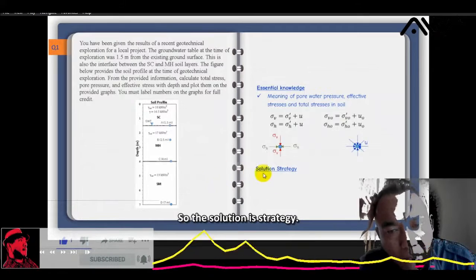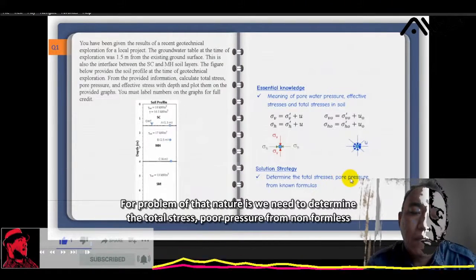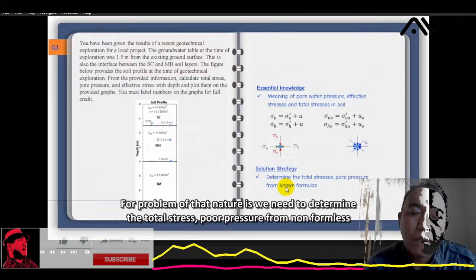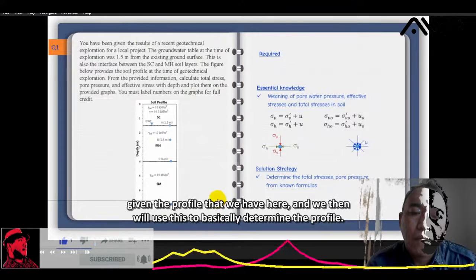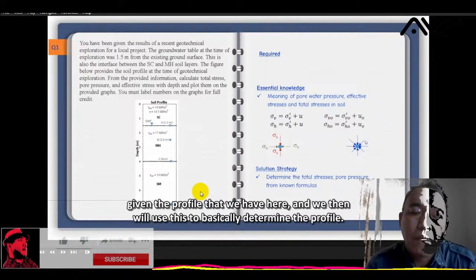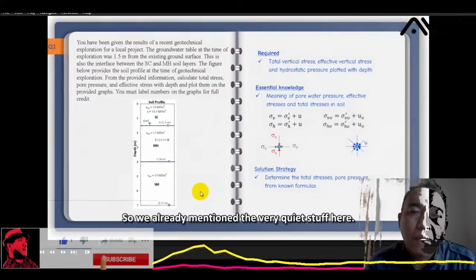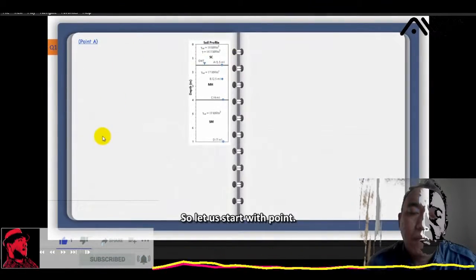So the solution strategy for a problem of that nature is to determine the total stress and pore pressure from known formulas given the profile that we have here, and we then will use this to basically determine the effective stress profile. So we already mentioned the required stuff here. So let us start with point A.